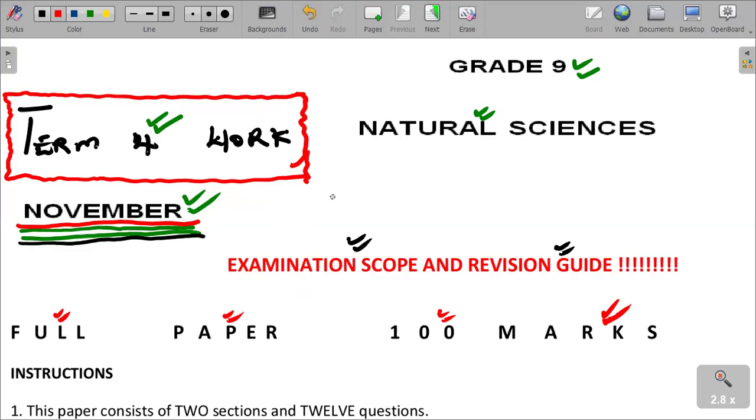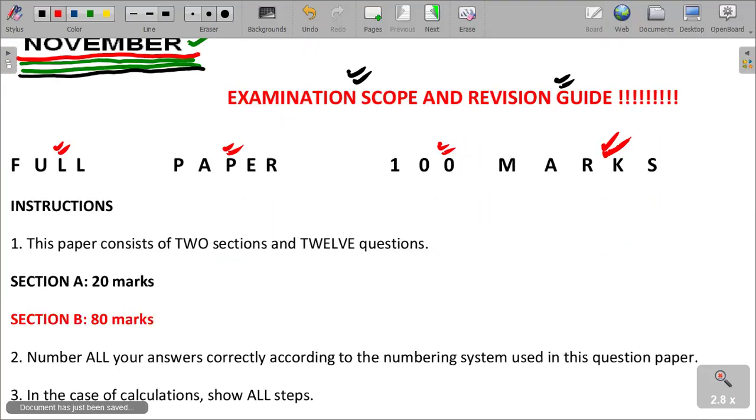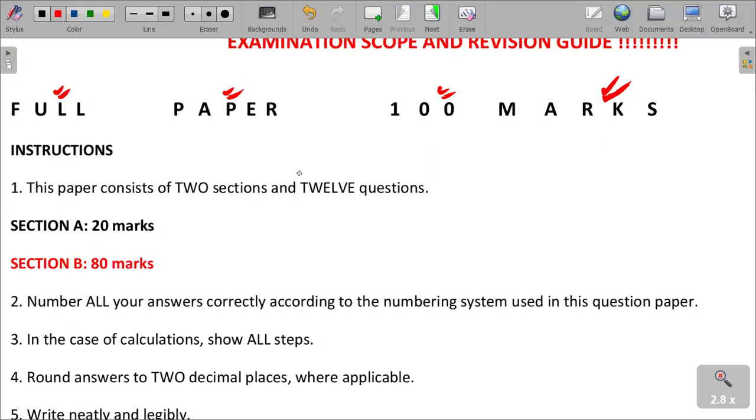What we're going to work on is a full paper right now. I always want you to understand that when you are given an exam, there are instructions that are always provided. Before you write any exam, please follow the instructions that are given. You read the instructions. Each question or each section might have its own instruction. This paper consists of 2 sections and 12 questions in total. Section A is 20 marks. Section B is 80 marks.